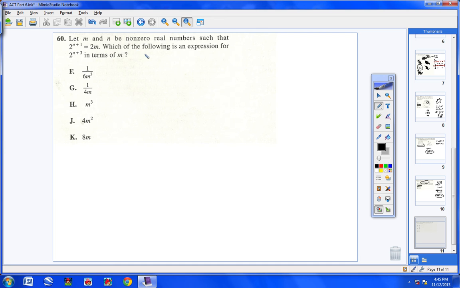All right, let m and n be non-zero real numbers such that 2 to the n plus 1 power equals 2m. Which of the following is an expression for 2 to the n plus 3 in terms of m? Now, here's what I'm going to try to do, okay? I'm going to start off with this equation they gave me right here. So 2 to the n plus 1 equals 2m.